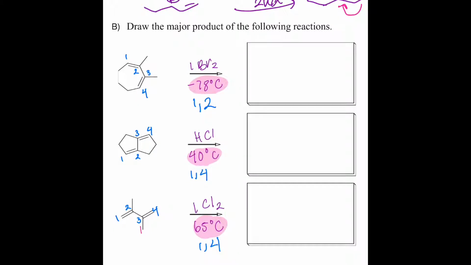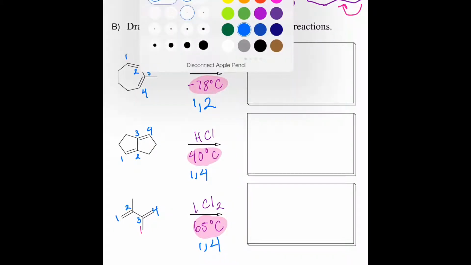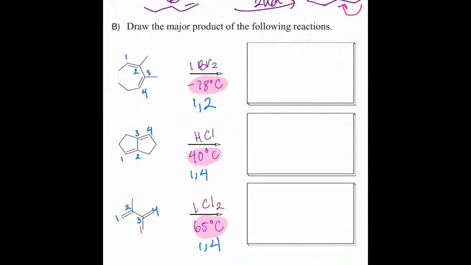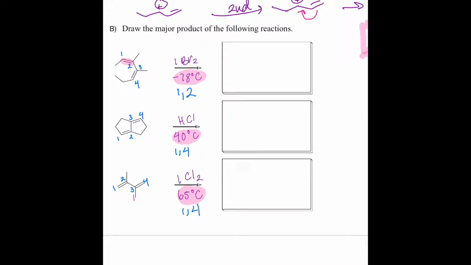So looking at this first one right here, BR2, we already know it's going to be adding at the 1, 2 position. So when we do 1, 2, or 1, 4 addition, what we're going to do is dissolve the double bond right here. So it's going to turn into a single bond in compensation for the 2 BR bonds it's actually going to make. So I'm going to draw the product right here.